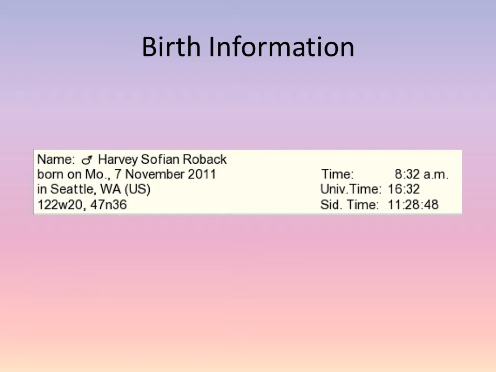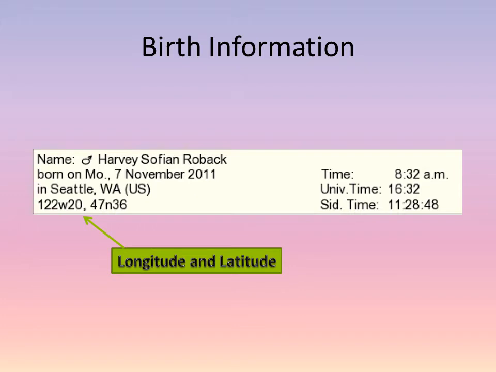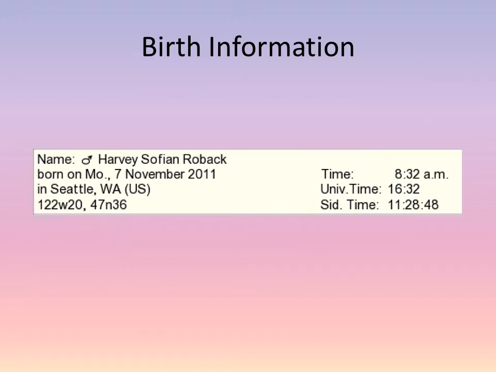So let's talk about birth information. That includes the name, the date, the city, state or province and country, the longitude and latitude, and the time at which the person is born.